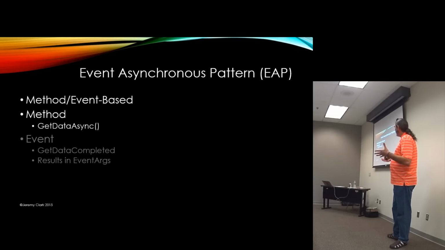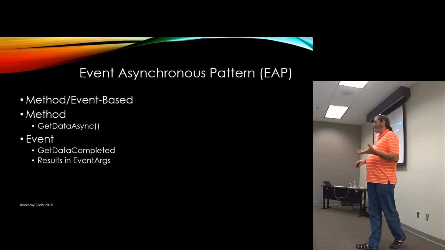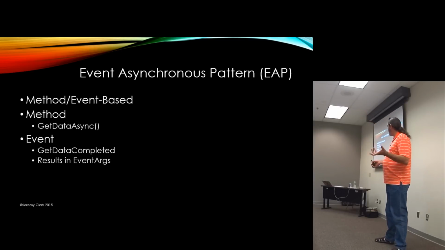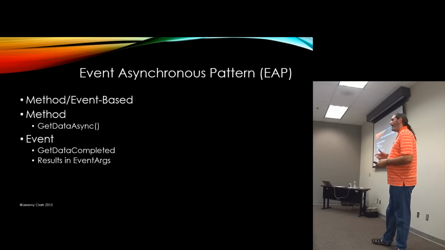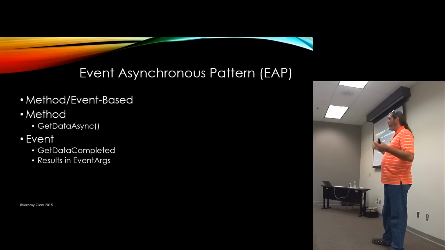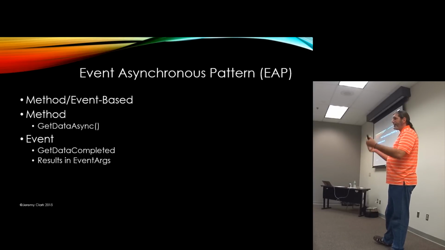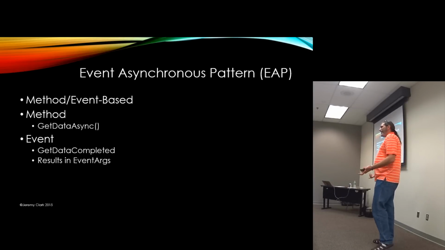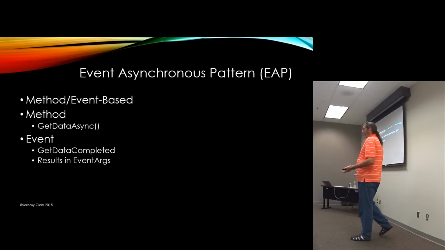Well, things got easier as we moved along to the event asynchronous pattern. The idea behind this is that it has a method and an event. To kick off our asynchronous process, we would just call this method that might be called something like getDataAsync. Then we would have an event that we would hook up an event handler to. As soon as that asynchronous process was done, that event would fire. The great thing about this was it was really, really easy to use, because hooking up an event handler is one of the first things you learn when you say, oh, I want this button to do something, right? So pretty much everyone can hook up an event handler.